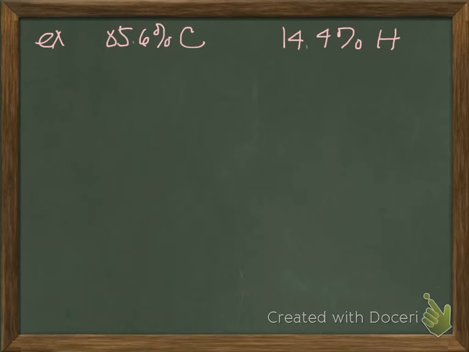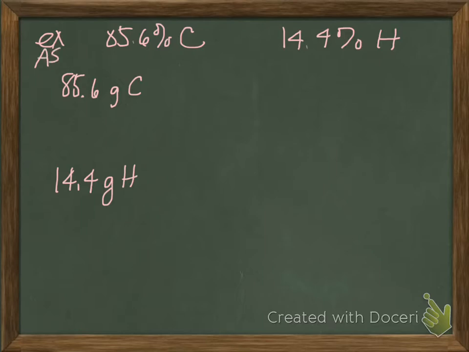If I assume 100 grams, that means I have 85.6 grams of carbon and 14.4 grams of hydrogen. Let me write this up there. We assumed 100 grams. Once we assume that, our next step is to convert both things to moles.